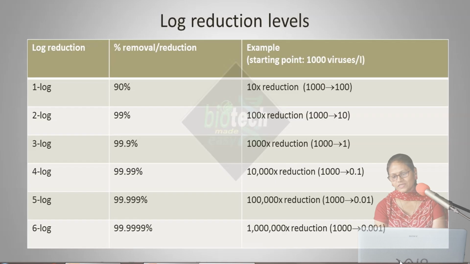In 4, 5, and 6 log, you see that 0.1 virus is left, or 0.01 virus is left, or 0.001 virus is left. So it may raise a question how this is possible, how 0.1 virus can be there. Virus is a whole unit, so there should be at least 1 virus. So 0.1 means 1 virus in 10 such samples, 0.01 means 1 virus in 100 such samples, and 0.001 means 1 virus in 1000 such samples. So that's what this whole thing is.